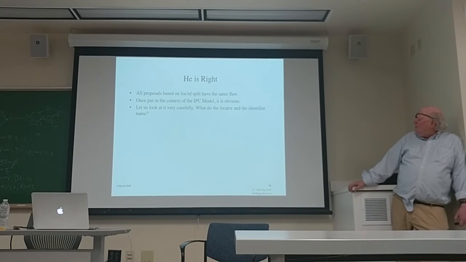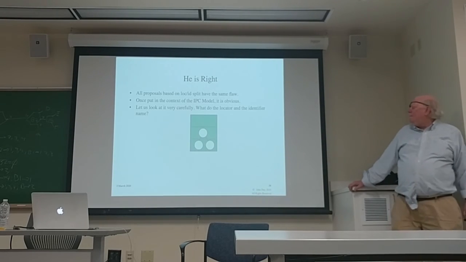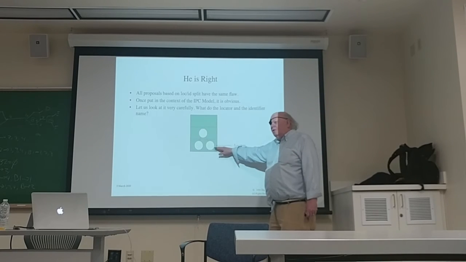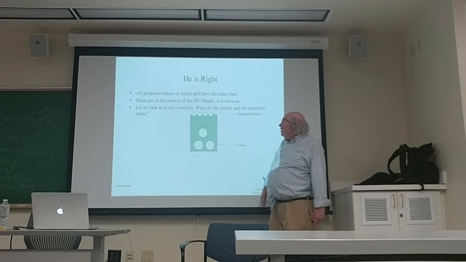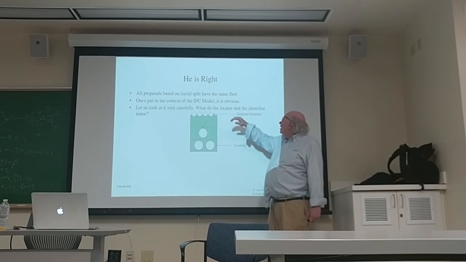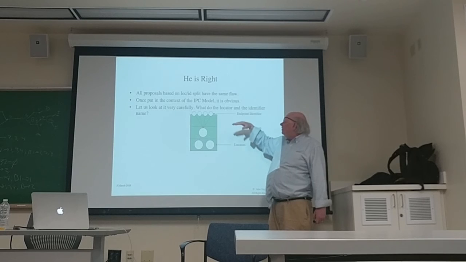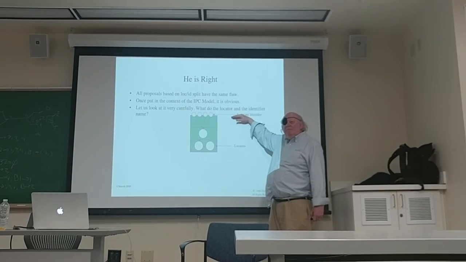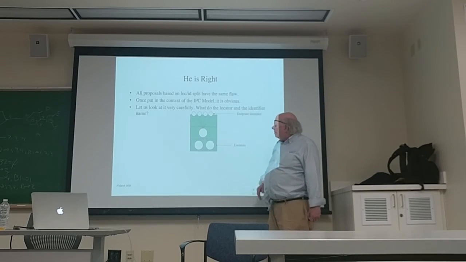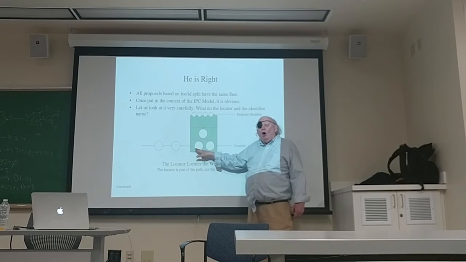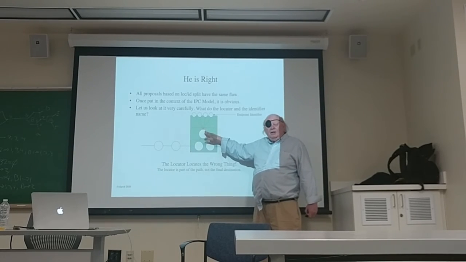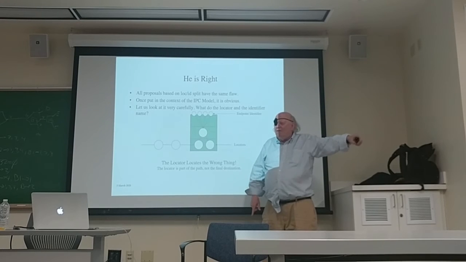So let's take a look at it very carefully. What do the locator and the identifier name? Well, the locator, we're going to continue to name the interface. The locator is here. The identifier, now, they said it had to be a flat identifier. And they always describe it in terms of endpoints. So they said, well, it's this thing here. Okay? The locator locates the wrong thing. This is locating a point on the path, not the end of the path. Same thing we saw over there, right?